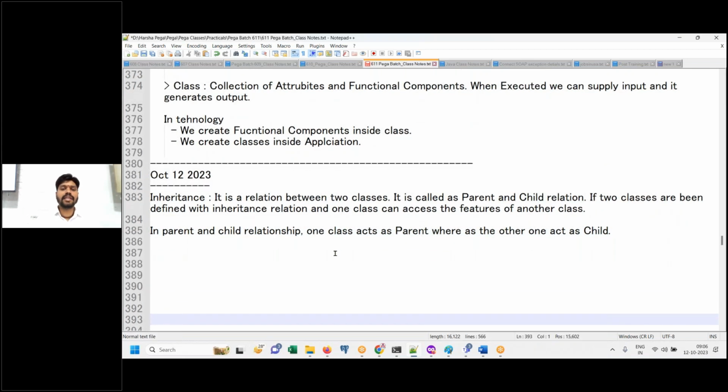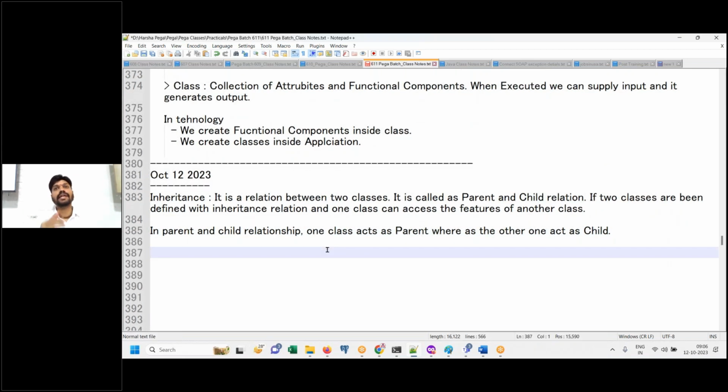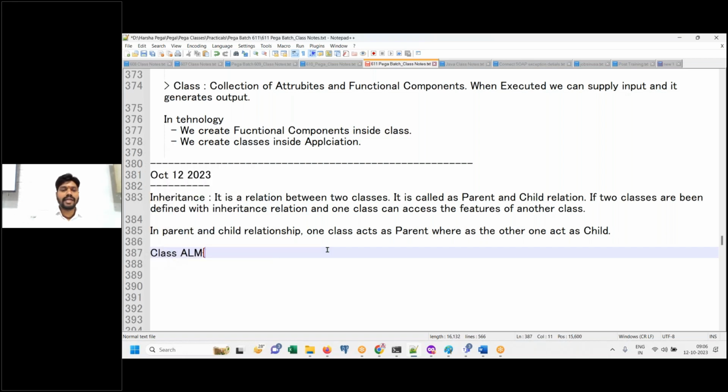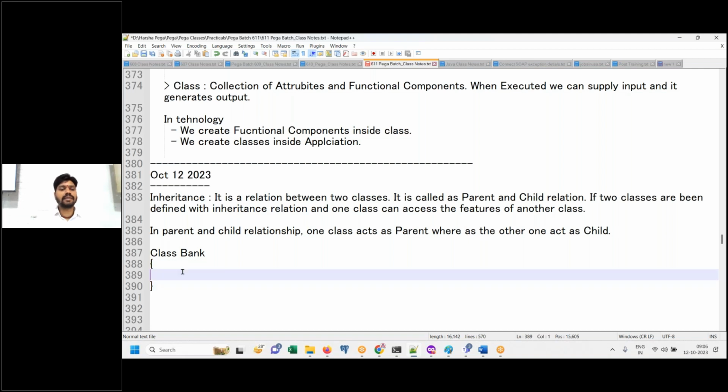Just simply, from a coding point of view, I will write down and show you. But in Pega, there is nothing like coding, everything is UI based. So let's say class A has something. Otherwise, class Bank. I have just defined class Bank, and some lines of code are there.